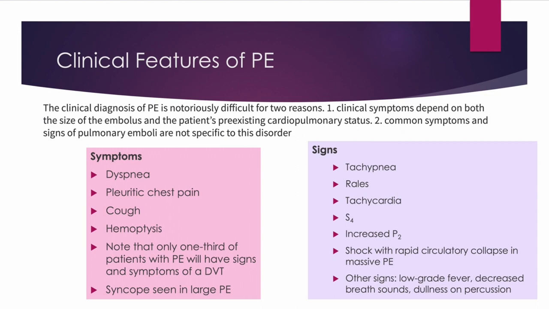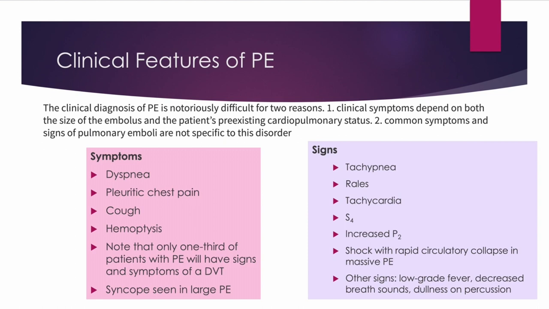And as you can well notice, symptoms of most lung diseases include components of dyspnea, pleuritic chest pain, cough, hemoptysis, and then signs of a DVT. That one's probably one of the more specific symptoms to PE. And then if the PE is large enough, you actually get decreased output, and that can cause syncope.